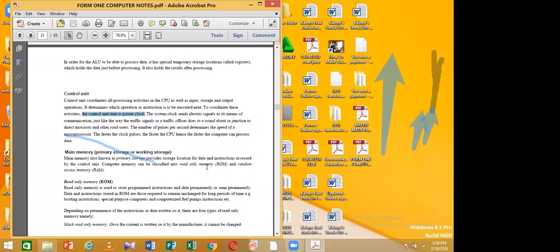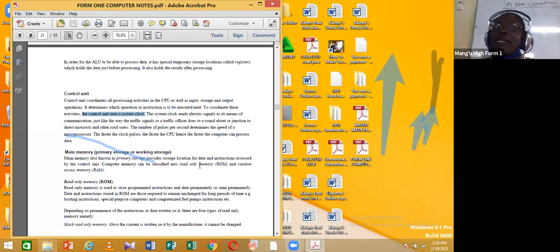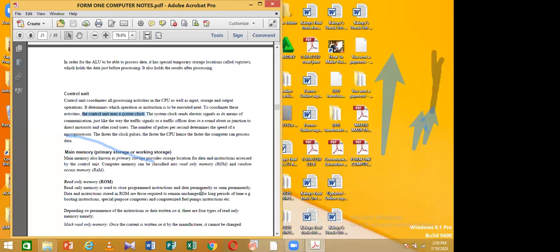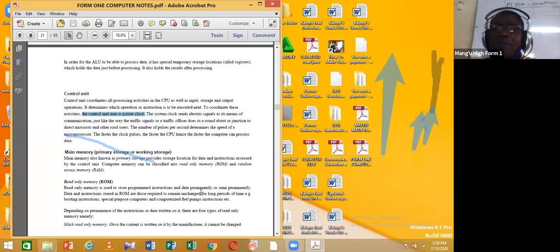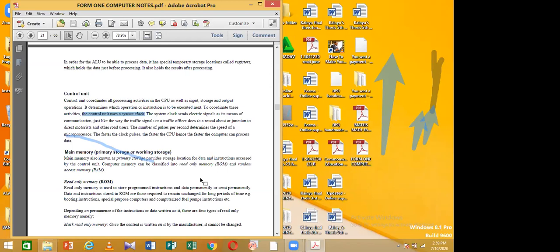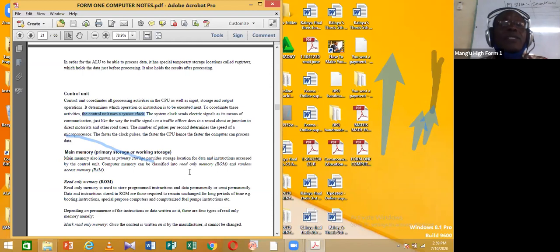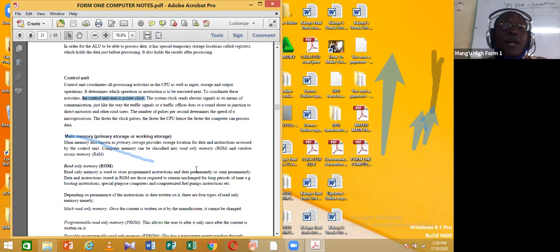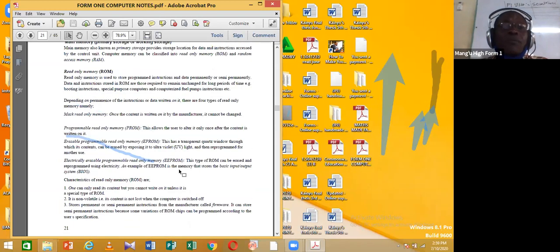And then we have the main memory. That's the third part of the CPU, main memory. Main memory is a temporary storage area where data is held awaiting further instructions, and to work directly with the CPU. This main memory is divided into two. We have read-only memory, and we have random access memory.